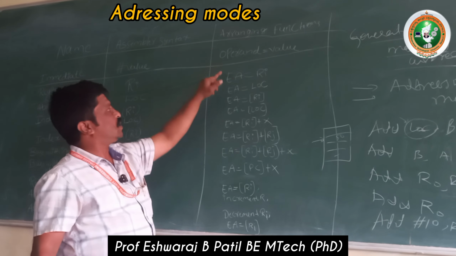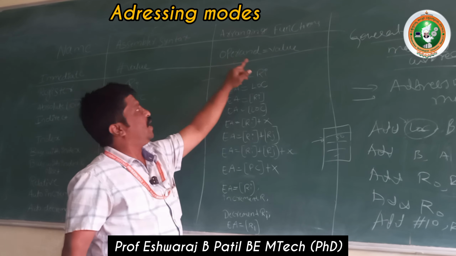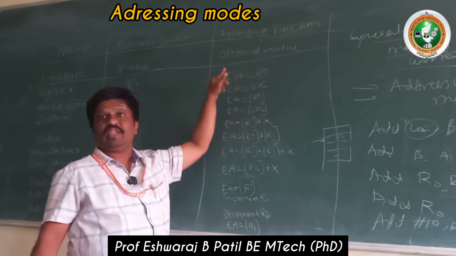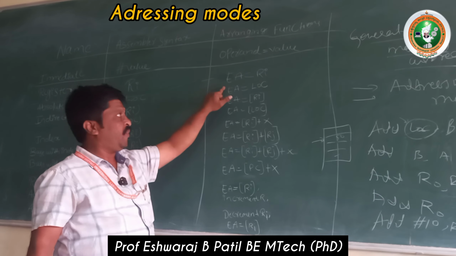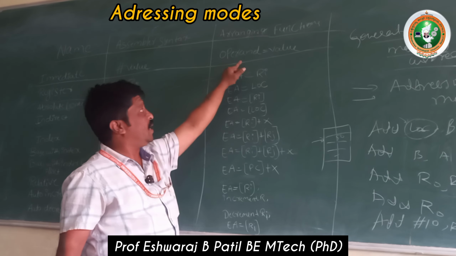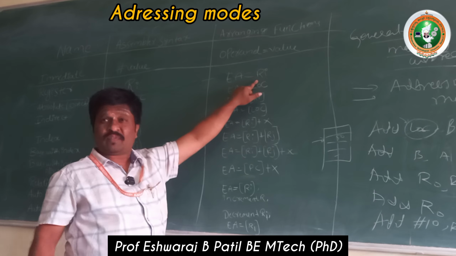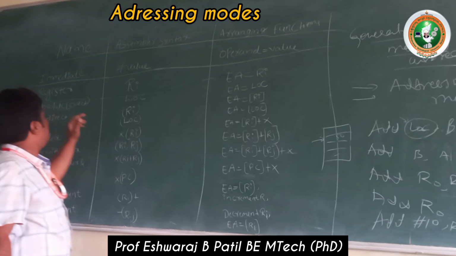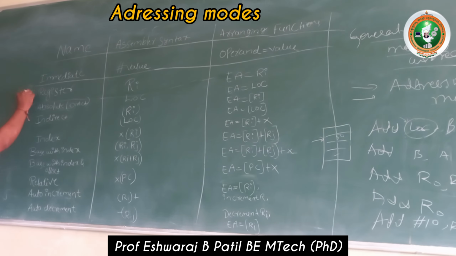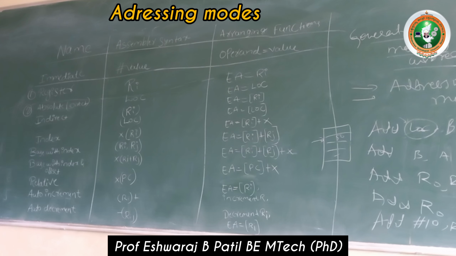The effective address of this is RI. The operand value is RI. EA is nothing but the effective address. Here the operand value is stored in the register RI itself. We call this the register addressing mode. Okay, first one. The second one is the absolute addressing mode.